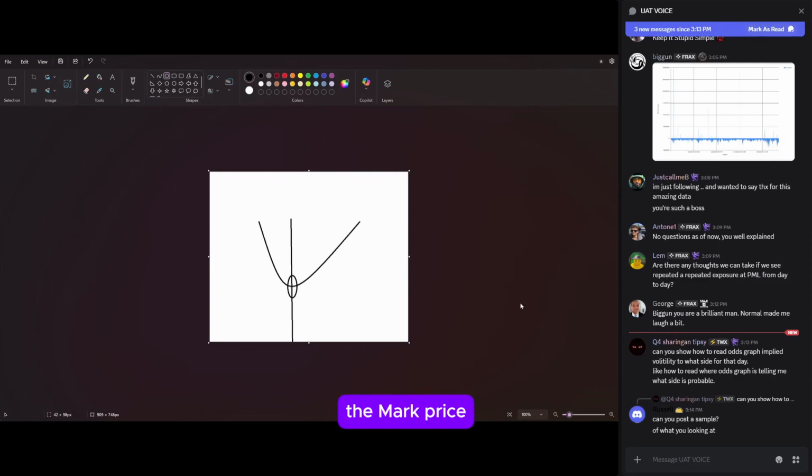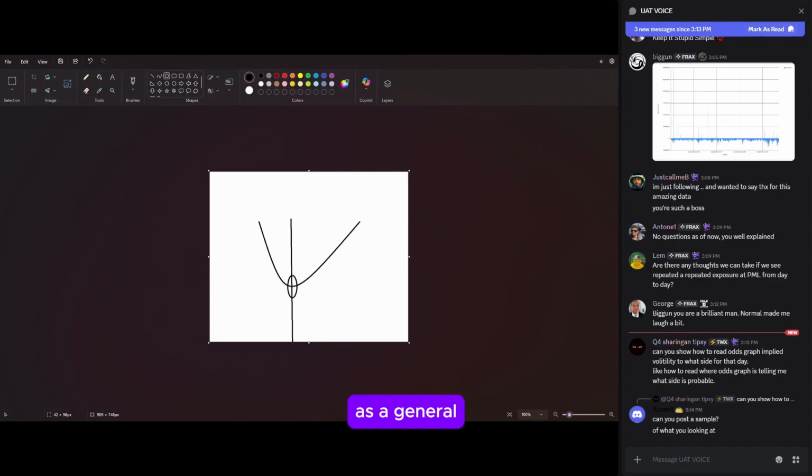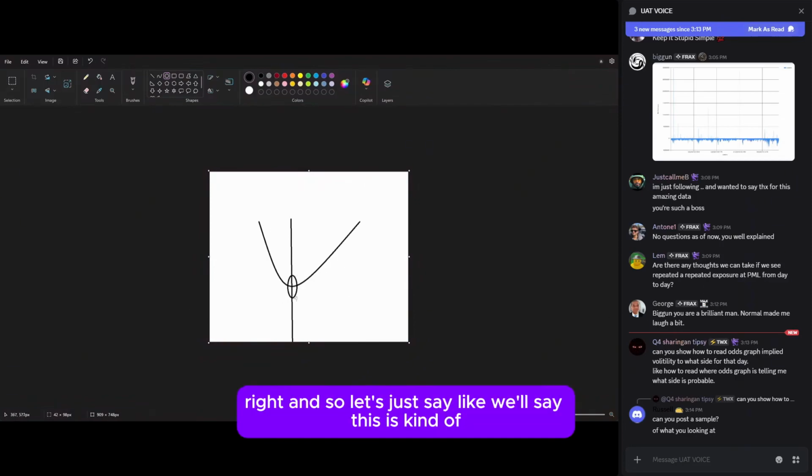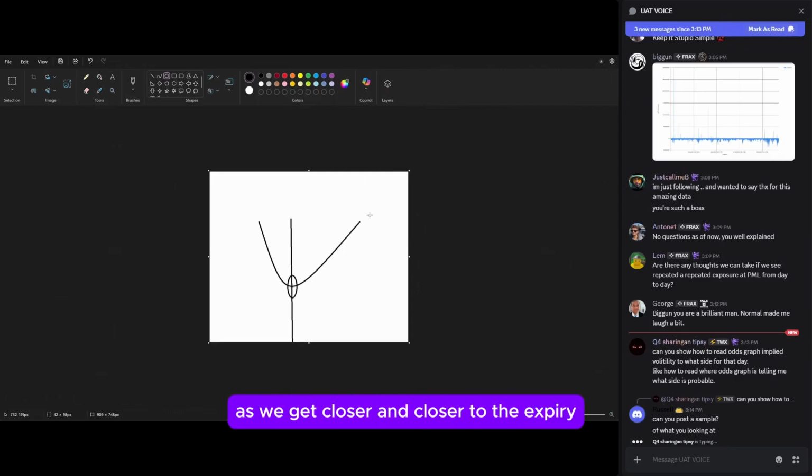And so the mark price exposure can give us a hint of when, as a general idea, this process is beginning to foment, right? So we see the parabola, and let's say this is around our average time 11. From this point, there's a couple things happening: the IV and time decay of options is beginning to accelerate as we get closer and closer to the expiry.